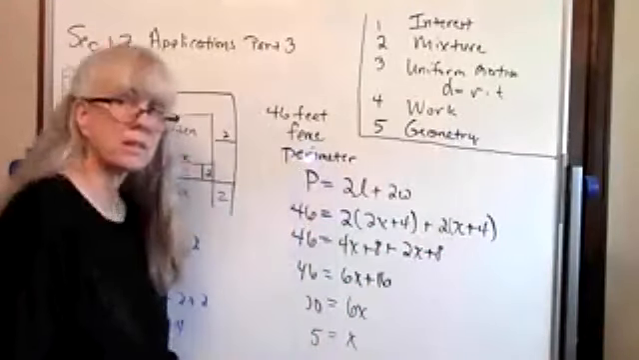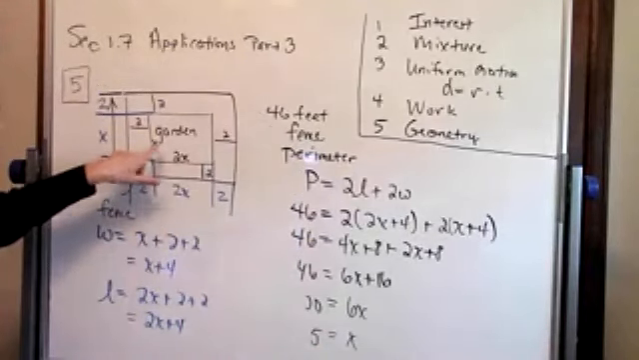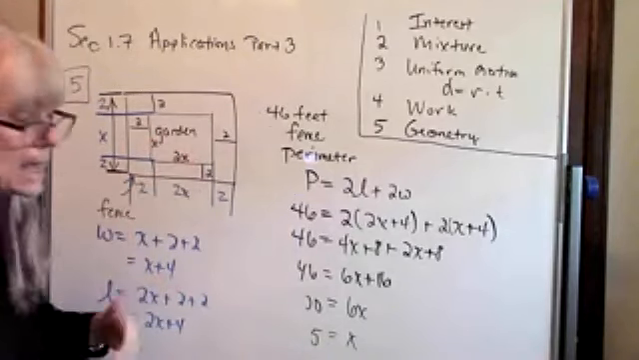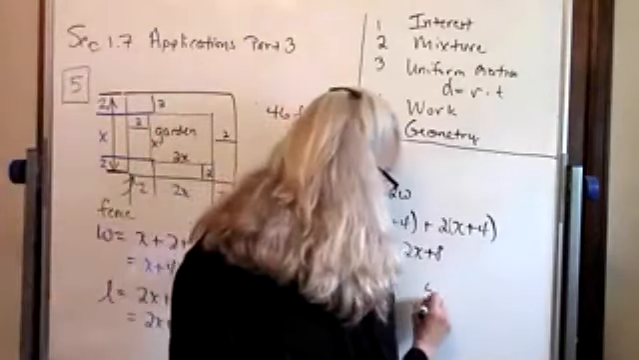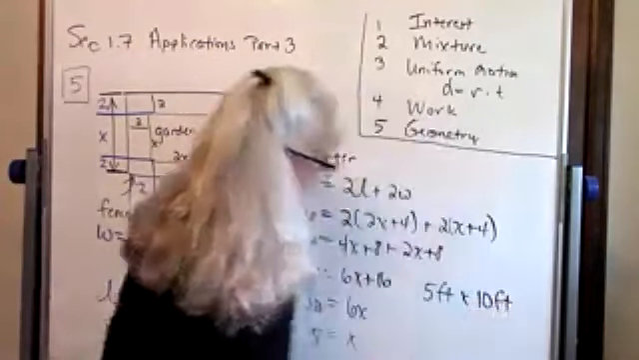So we have the width of the garden, and how do I know that? I backtracked through my work, and X is what we originally called the width of the garden. So if the width is 5, then the length is twice that, or 10. So our garden dimensions are 5 feet by 10 feet.